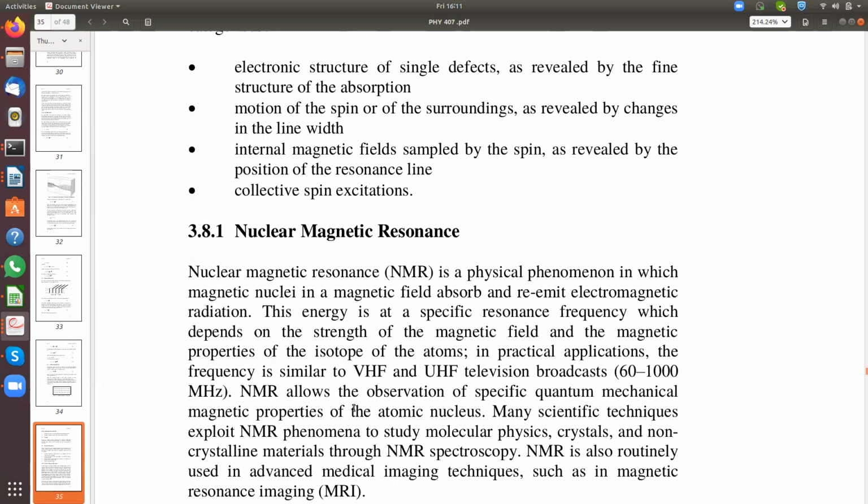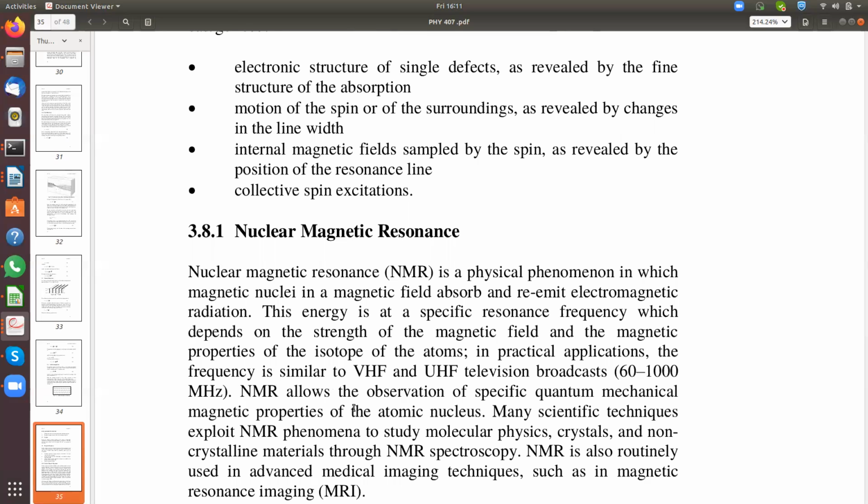So then also we have nuclear magnetic resonance, that is NMR. It's a physical phenomenon in which magnetic nuclei in a magnetic field absorb and re-emit electromagnetic radiation. This energy is at a specific resonance frequency, which depends on the strength of the magnetic field and the magnetic properties of the isotope of the atoms. In practical applications, the frequency is similar to UHF and VHF television broadcast, that is from 60 to 1000 megahertz.